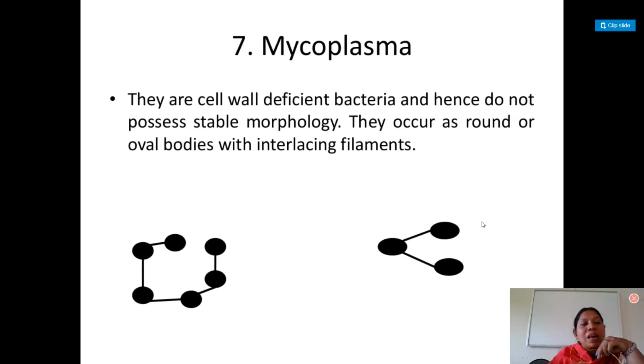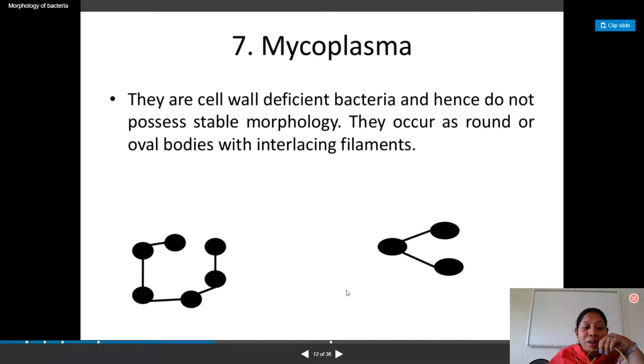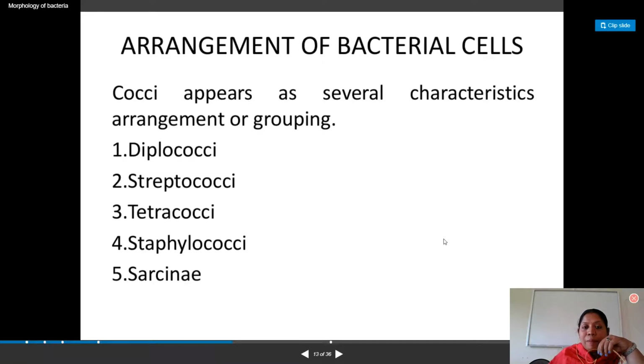Mycoplasma. Now they are cell wall deficient bacteria and have no proper stability of morphology. Whichever form it is growing, it will take its shape. They occur as round or oval bodies with interlacing filaments. Yes, you can see they are with interlacing filaments.